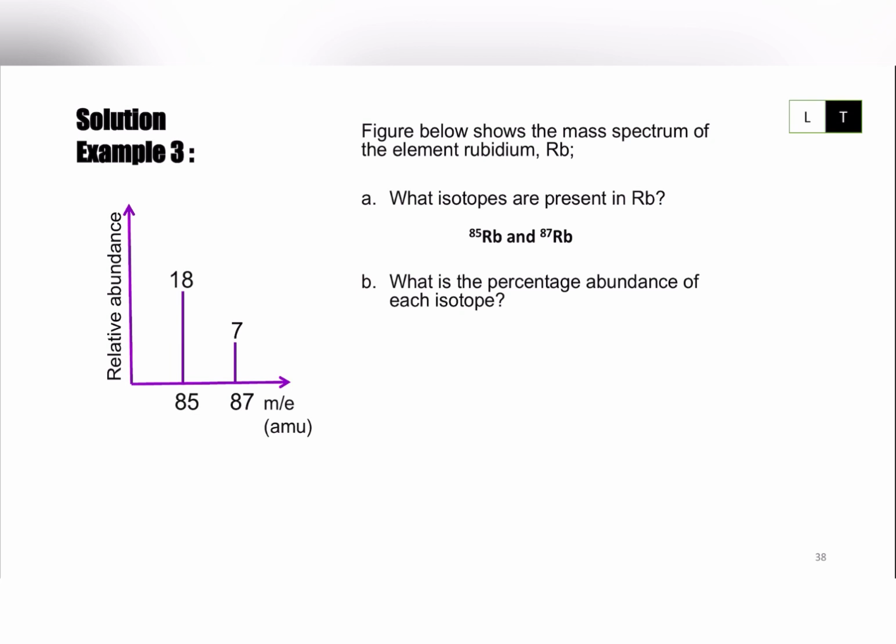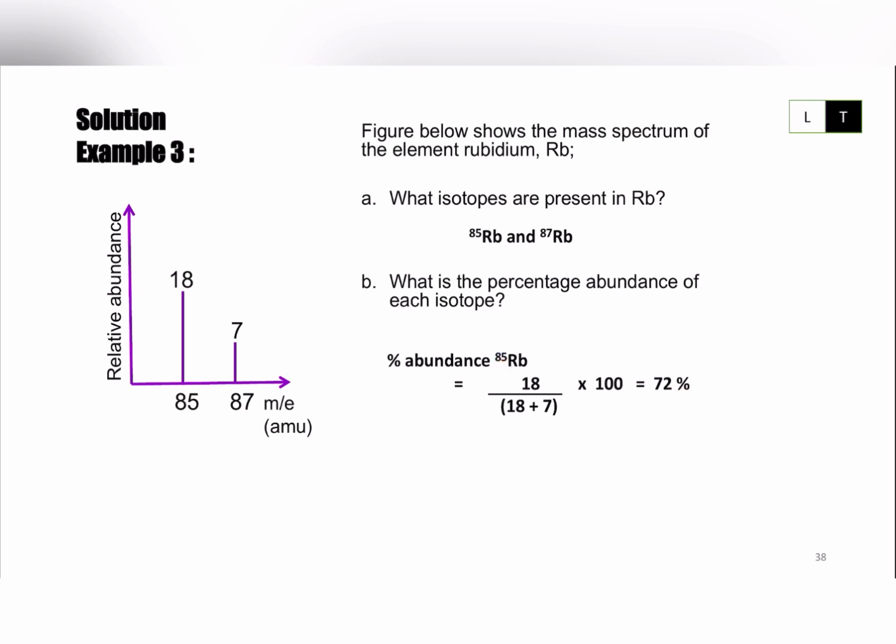What is the percentage abundance of each isotope? If you take a look here, you need to calculate the percentage abundance of each isotope. So we are going to use the value for each of them one by one. Let's try rubidium-85 first. I got 18 from the relative abundance over 18 plus 7, times 100. It's just a mathematical way to get the percentage. So you get 72% abundance for rubidium-85.